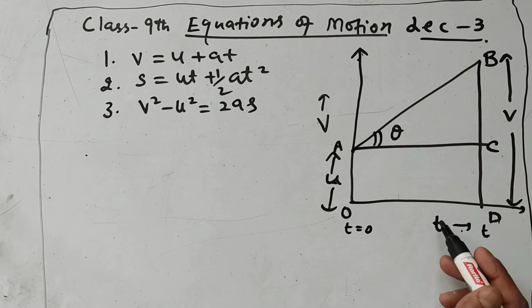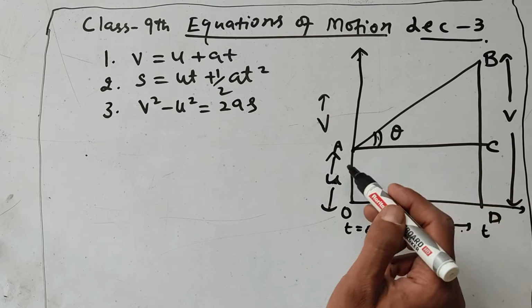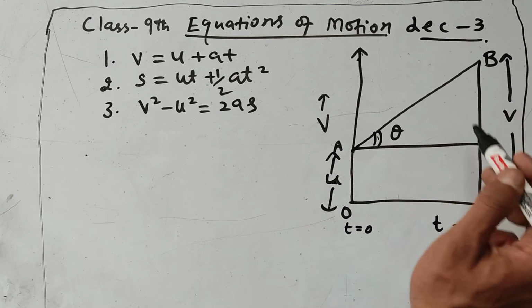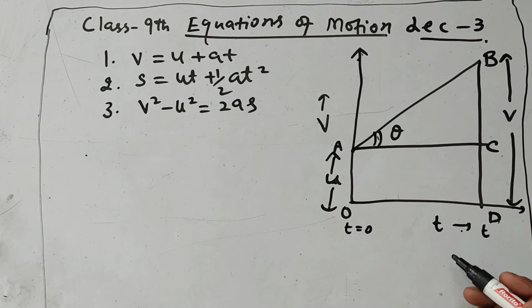So we have completed the graph here. This theta is the slope which the graph makes with the horizontal. So we have completed this triangle ABC with this figure. So this is the velocity versus time graph.